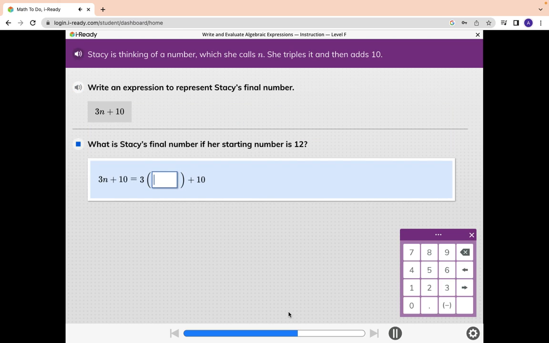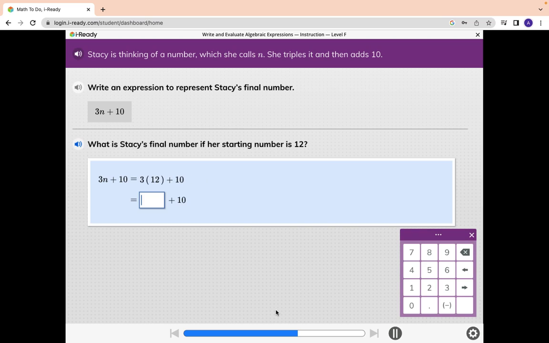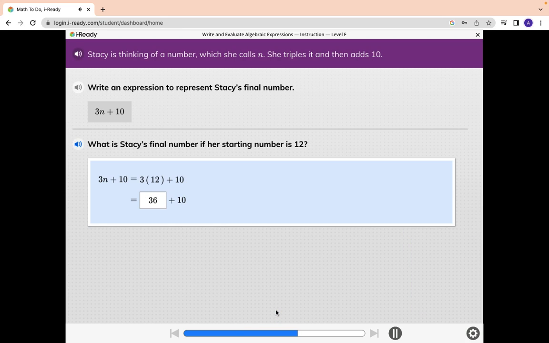What is Stacy's final number if her starting number is 12? So we need to do 3 in parentheses 12. That means 3 times 12 plus 10. So we need to find out 3 times 12 in this situation, which is obviously 36. So 36 plus 10 is 46, and that's our final answer, and we win.